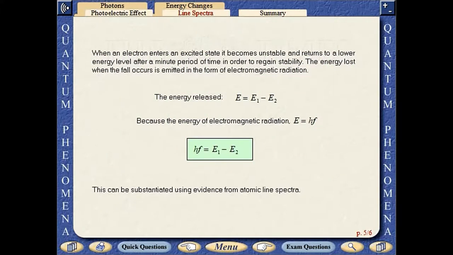When an electron enters an excited state, it becomes unstable and returns to a lower energy level after a minute period of time in order to regain stability. The energy lost when the fall occurs is emitted in the form of electromagnetic radiation. This can be substantiated using evidence from atomic line spectra.